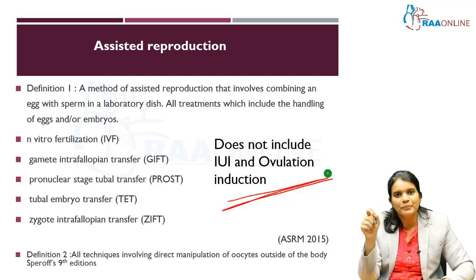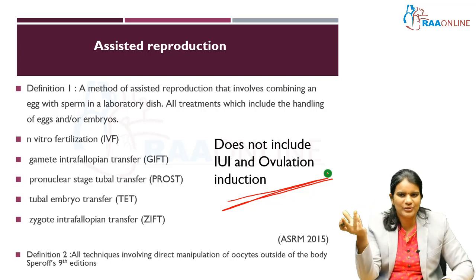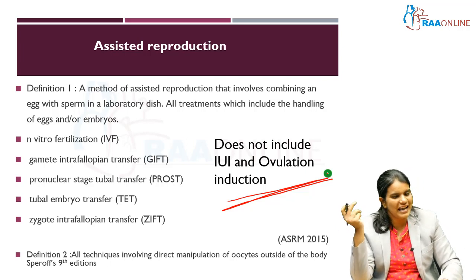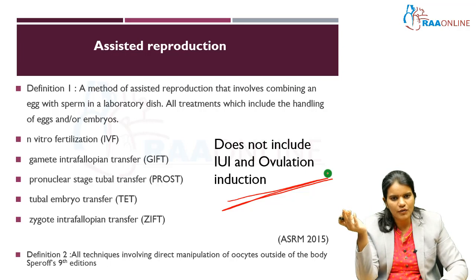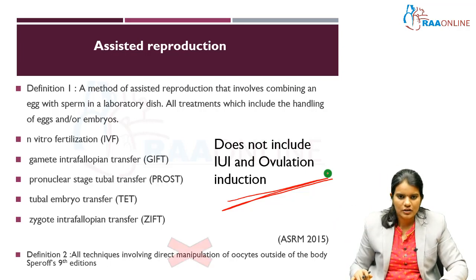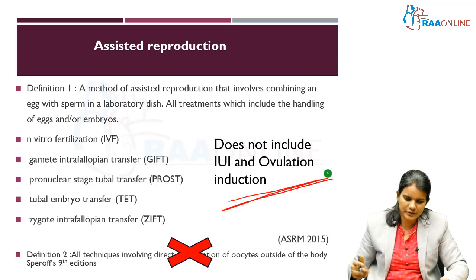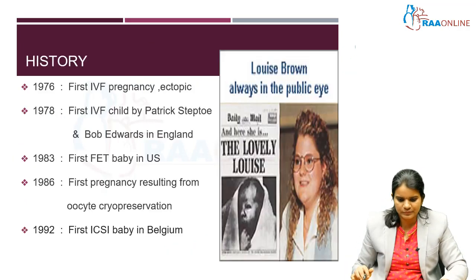You can boldly tell that it involves a combination of egg and sperm in a laboratory dish, which we will not do. The egg will not be taken out separately unless we do an IVF or an ICSI procedure. According to the textbook, it includes all techniques involving direct manipulation of oocytes outside the body. But usually we do not use this definition. Go for the ASRM-based definition.